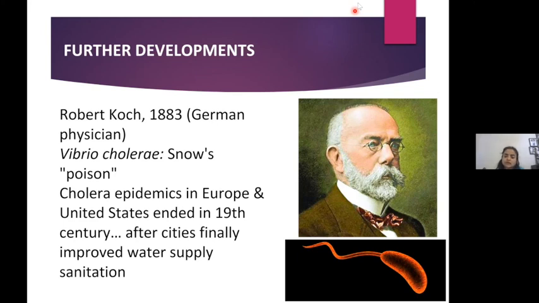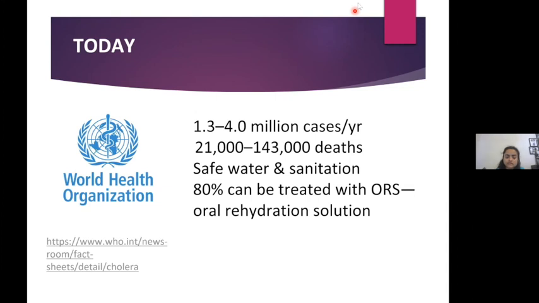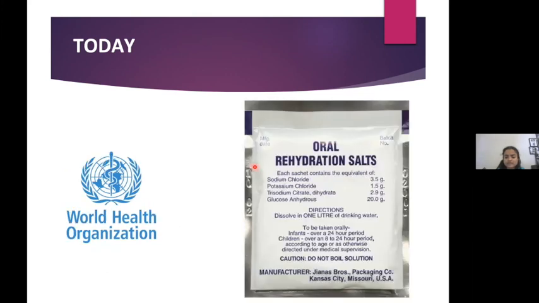So this was how cholera was curbed, and today the World Health Organization estimates that 1.3 to 4 million people are affected, and it can cause up to 150,000 deaths. Safe water and sanitation is the key, and the basic treatment here is oral rehydration solution, or ORS. You might have seen this packet somewhere or not. So this has a lot of sodium chloride, potassium chloride, which gives back ions into your body. And this is how we treat cholera today.